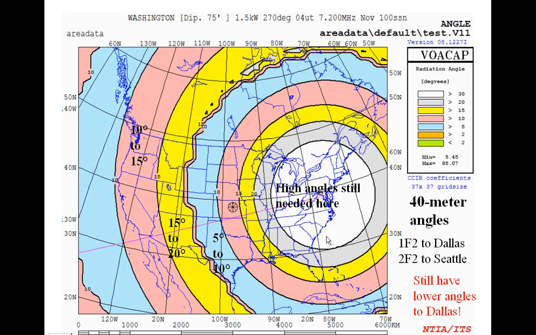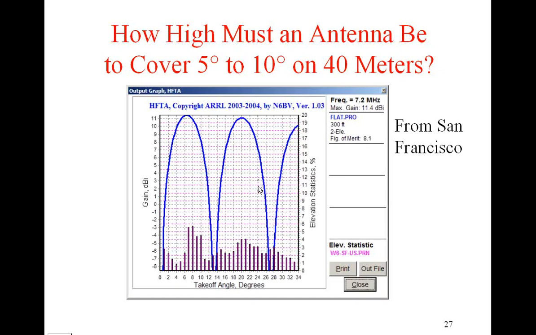to Seattle. So you still have a situation where the medium distances, that is from D.C. to Dallas, are actually lower angles than are necessary to get farther away, almost twice as far away to Seattle. So now, let's look at the statistics on 40 meters. It says that the elevation angle statistics say that approximately 5.5% of the time when the 40-meter band is open from, in this case, San Francisco to the rest of the U.S., the angle is 8 degrees, and the secondary peak is about 21 degrees, occurring about 4% of the time.